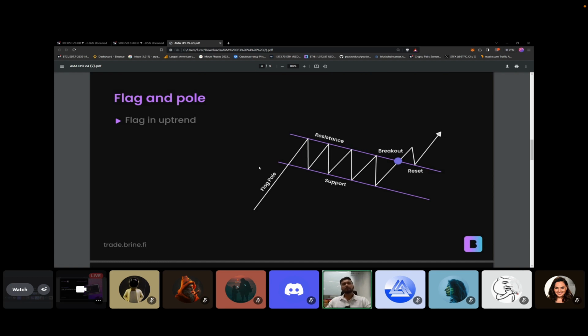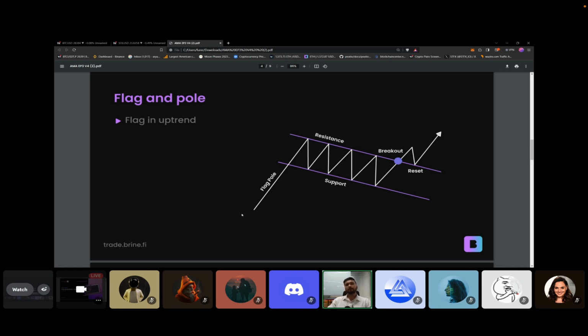The first pattern that we're going to talk about is the flag and pole pattern. And personally, this is my favorite. That's because it has a very high probability of hitting the target, and also it is very commonly found in bull runs. Another good part about this pattern is that it inherently tells me what the trend of the market is. Just looking at this pattern, I can figure out that the trend of the market is on the upside because I have this strong up move here.